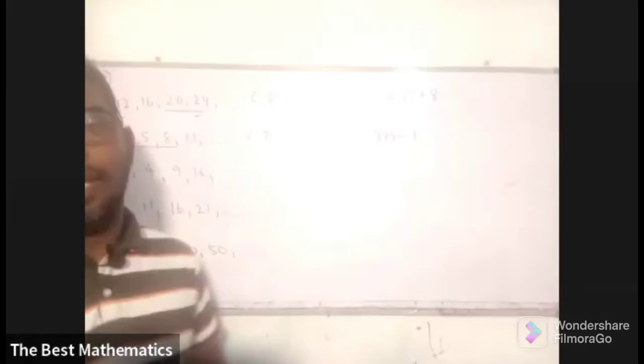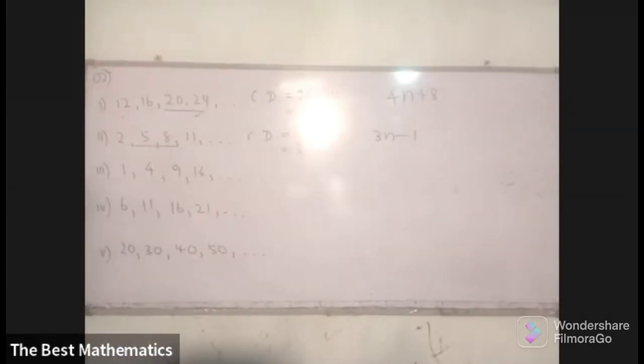Okay. Third number pattern: 1, 4, 9, 16. Yes, you can see here this number pattern does not have a common difference. 1 plus 3 is 4, 4 plus 5 is 9, 9 plus 7 is 16. So it does not have a common difference. Then what to do here? Not having a common difference means we can't apply this method to obtain the general term.